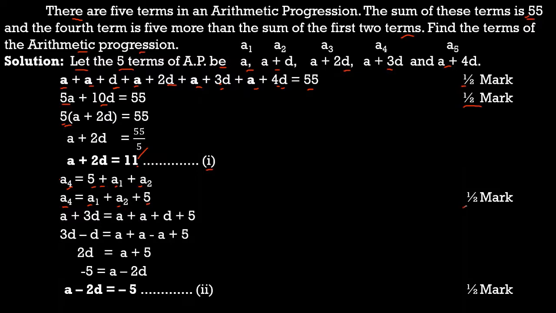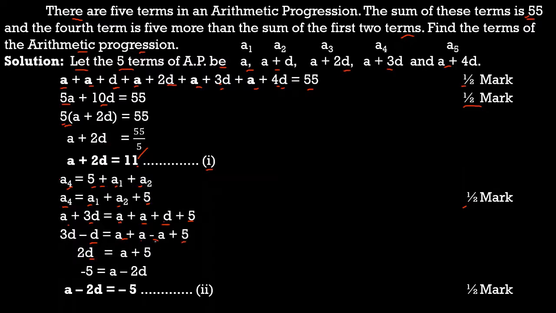Fourth term of AP, A4 is A plus 3D, is equals to first term A1 which is A, plus second term A2 which is A plus D, plus 5. When you write D this side, plus D becomes minus D. 3D minus D is equals to A plus A. Writing A this side, plus A becomes minus A plus 5. 3D minus D is 2D is equals to A minus A is 0.